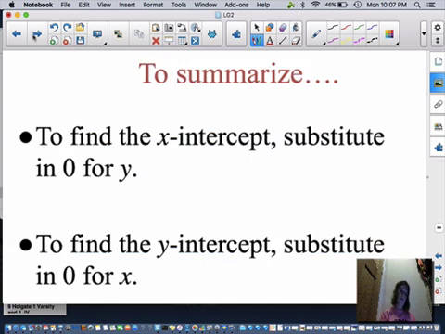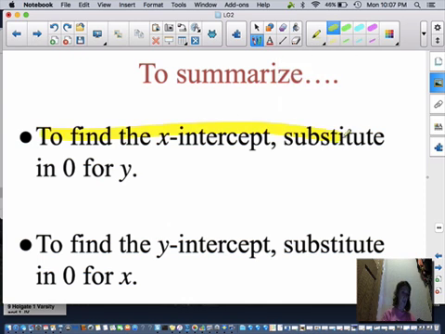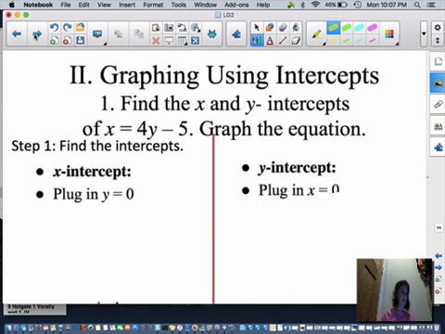So to summarize, to find the x-intercept, we substitute 0 in for y, and to find the y-intercept, 0 in for x. So this right here is the key to what we have to remember. So make sure you have this written down. Okay, so let's try some more examples.